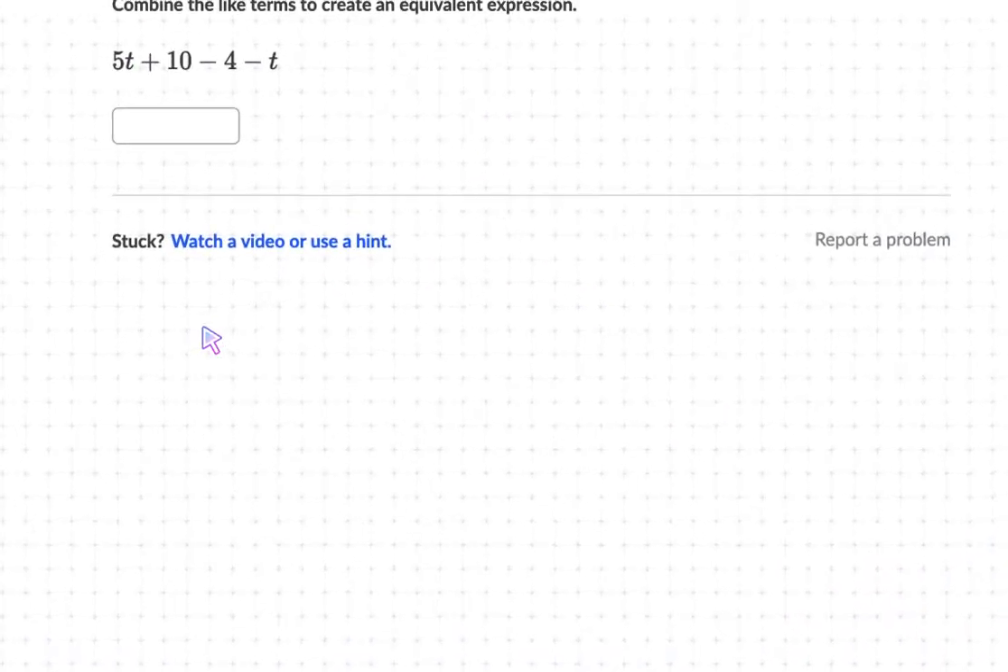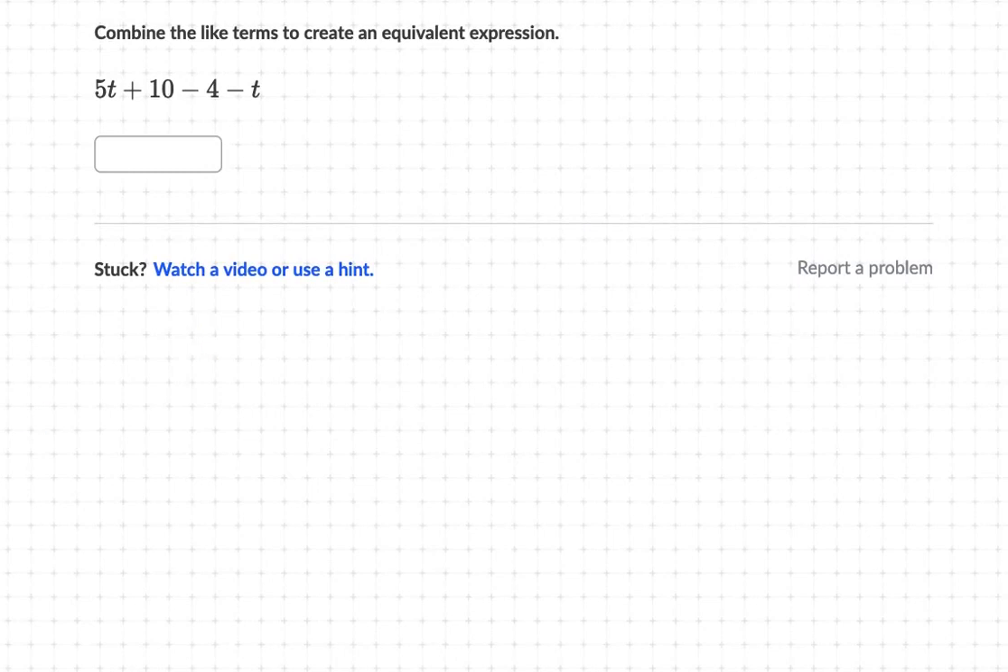Here's another problem. Go ahead and pause the video and try this one on your own first. All right, so I'm going to circle all my t's because those are like terms. I want to make sure this negative goes with my t because it belongs to it. This plus 10 and this minus 4.